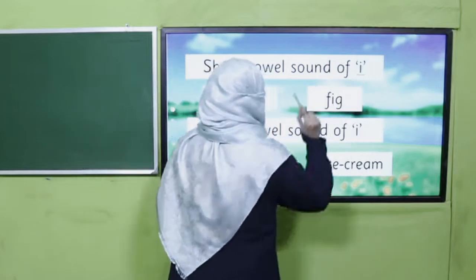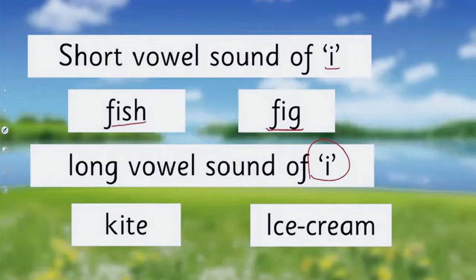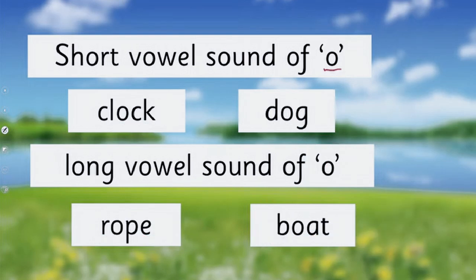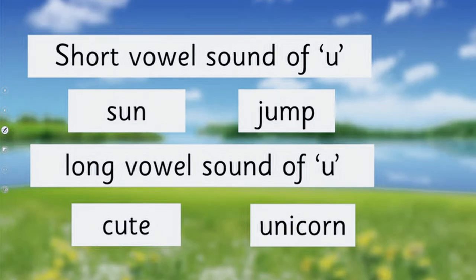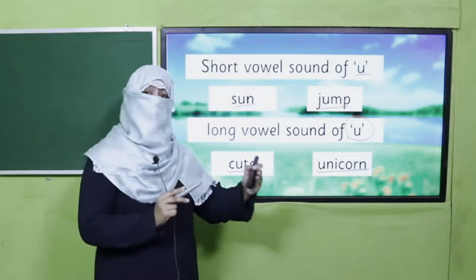The I, its short sound is I, as in fish and fig, and its long sound is I, as in kite and ice cream. The short sound of O is O, as in clock, dog, and long sound is O, as in rope and boat. And the short sound of U is U, as in sun and jump, and long sound is U, as in cute and unicorn. Right? So this is how all these 5 vowels may have short or long sound.